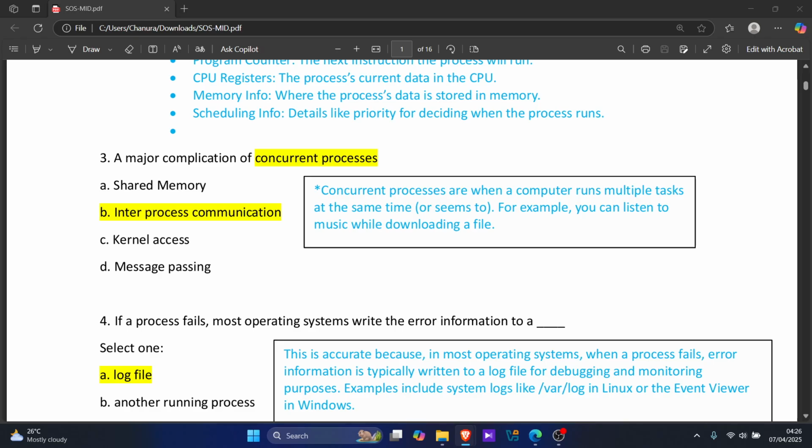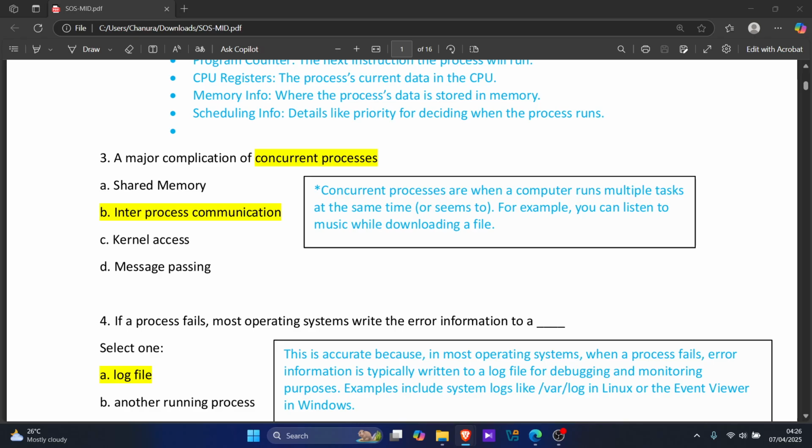Kernel access, kernel is the core of the OS. If processes need to access the kernel, maybe issues like system calls, context switching overhead, or security could be complications. But is that a primary complication of concurrent processes, or more about OS design?